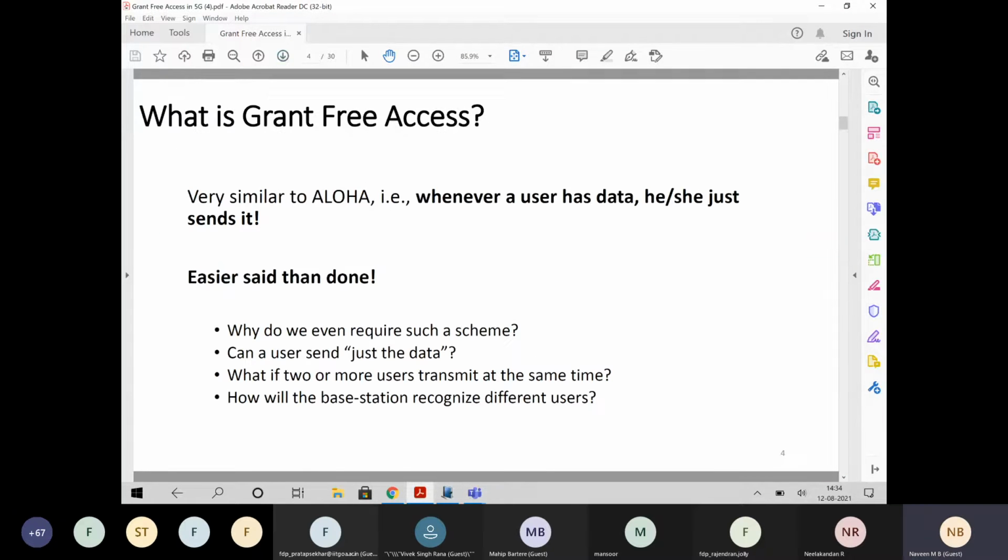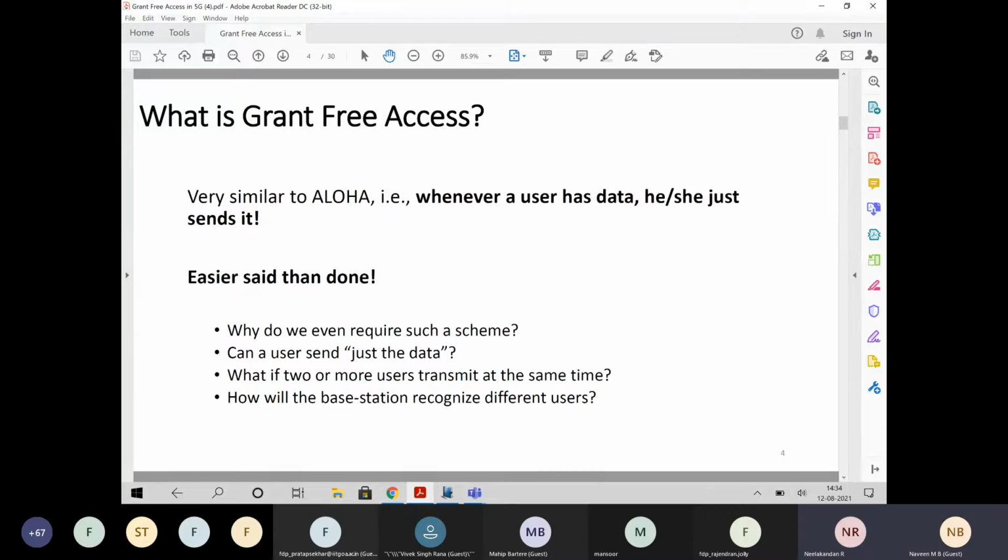Okay, let's move to slide 4. So if all this was grant free access, then what is grant based access? Then what is grant free access? As the name says, your slide is moving properly, so we don't need to advertise that. You go ahead.